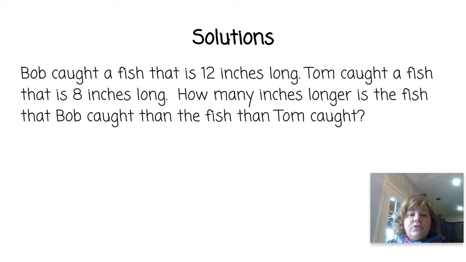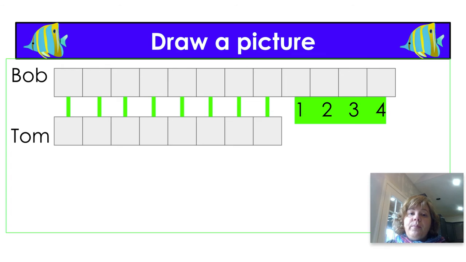Okay, let's look at some solutions. If you drew a picture like I did, and you drew 12 squares for Bob and 8 squares for Tom, we can then match up the ones they have in common, and you can see that they both have 8. Each of their fish went 8 inches long. But Bob's fish has 1, 2, 3, 4 extra squares. So we know that Bob's fish is 4 inches longer than Tom's fish.